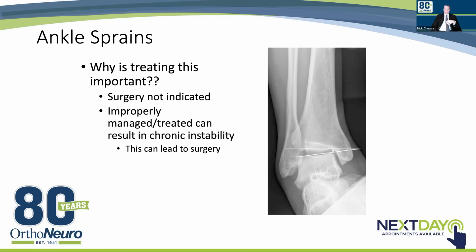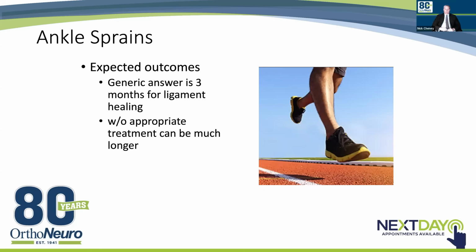And so if an ankle sprain is mistreated, or there's delayed treatment, or patients don't follow up, it does put them at risk for chronic instability, because the ankle is more at risk of twisting and rolling with less force because of that lack of proprioception. And so when the ligaments get all stretched out chronically and they have the loose, weak ankle that's painful, those will then turn into surgery. Expected outcomes, generic answer: it's 3 months for soft tissue healing, 6 weeks for bone healing.